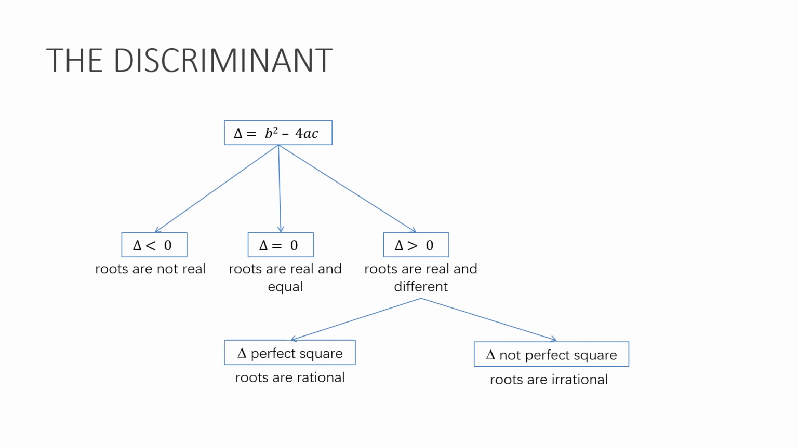So I've summarized all that information in this diagram. Here's the discriminant. If it is less than 0, the roots are not real. Equal to 0, the roots are real and equal. Greater than 0, the roots are real and different. Furthermore, if we have real and different roots and the discriminant is a perfect square, then the roots are rational. If it is not a perfect square, then the roots are irrational.